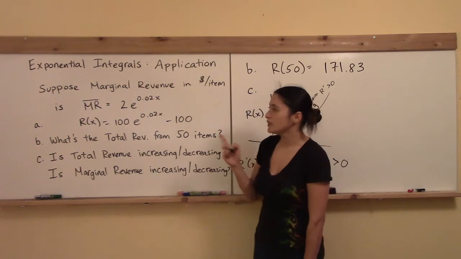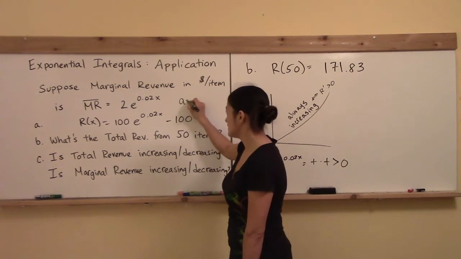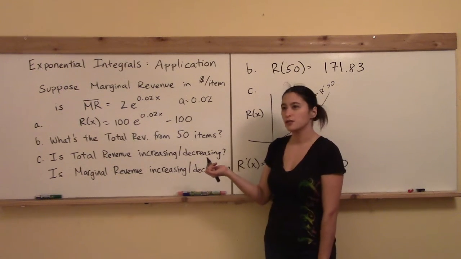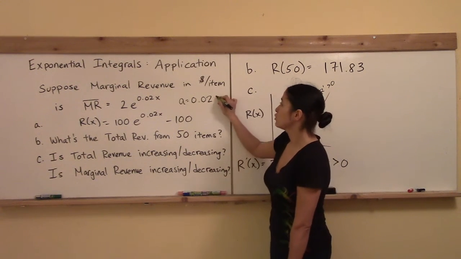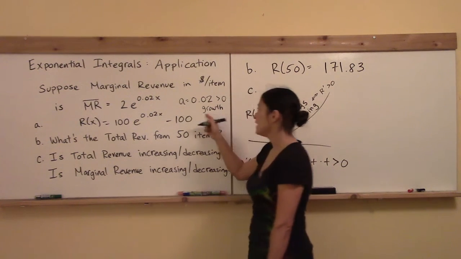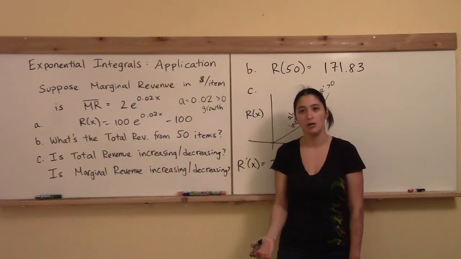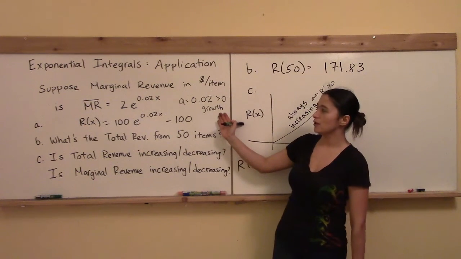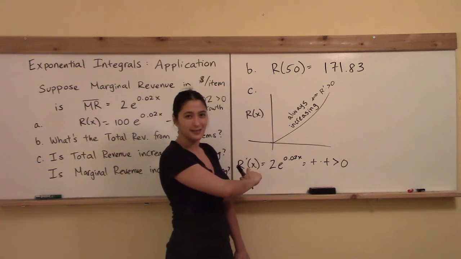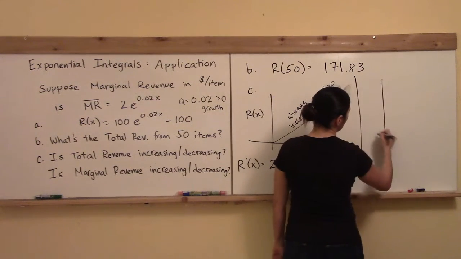By the way, what's the growth rate on this function? The growth rate a is equal to the coefficient of the linear exponent. Right, a is equal to 0.02, and that's a number that's greater than 0. So whenever the a is greater than 0, what did I say? Exponential growth. If the a is less than 0, exponential decay, always decreasing. If the a is greater than 0, exponential growth, always increasing. Right, so everything's tying in together. Isn't that nice?